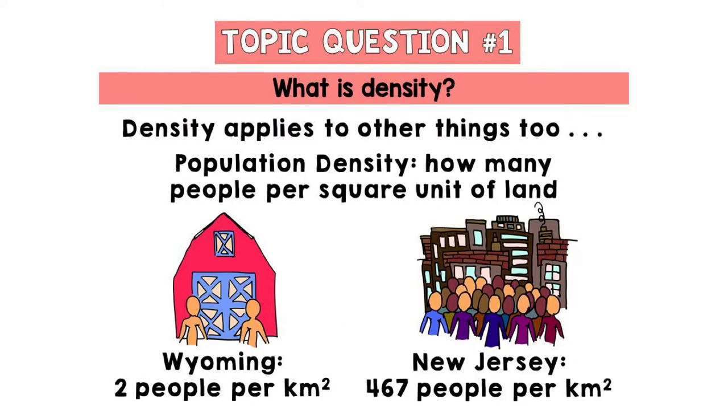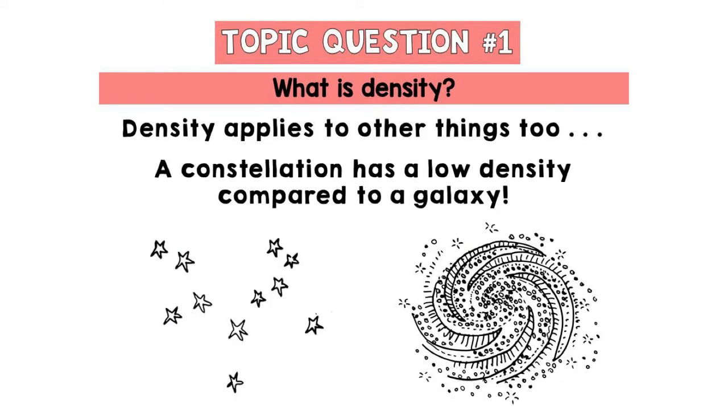For example, population density is how many people you have per square unit of land. So Wyoming has a very low population density of 2 people per square kilometer, but New Jersey has a very high population density of 467 people per square kilometer. We also have the density of different types of space bodies. So a constellation has a very low density compared to a galaxy.